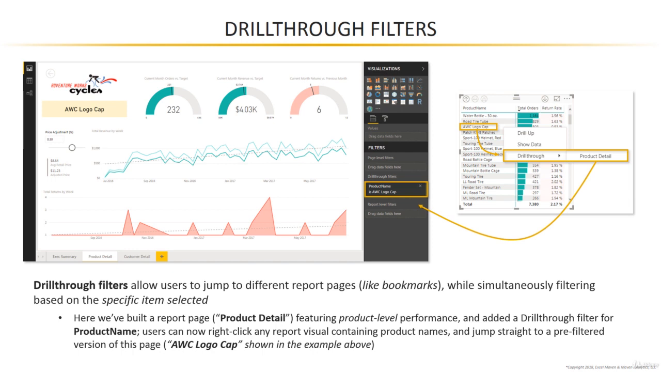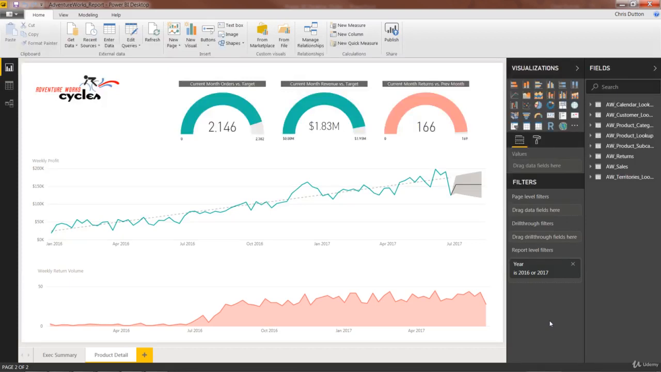So it's almost like a bookmark filter hybrid, and what it does is create some really interesting interplay between the pages of your report and allows you to create specific paths that users can drill into. So let's head back to our report and set one of these things up. Now, once you're back in your report view, head to the product detail tab.